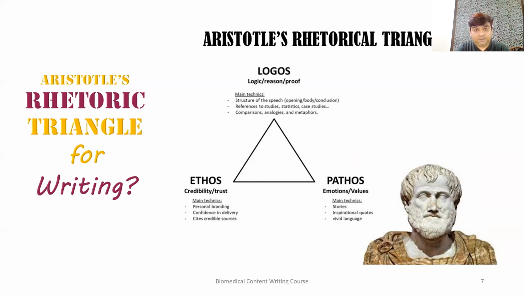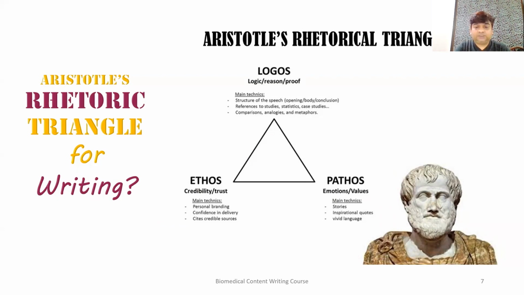If you remember the basics of this model, it will help you in developing content, in knowing what kind of things you can include in your writing, and what things you have to avoid while writing on any biomedical subject. If you see this triangle, there are three parts. One is logos at the top, which stands for logic, reason or proof. This means that whenever you are writing on a biomedical subject, it must have a logic, it must have a reason, and it must have evidence or proof of what you are writing.